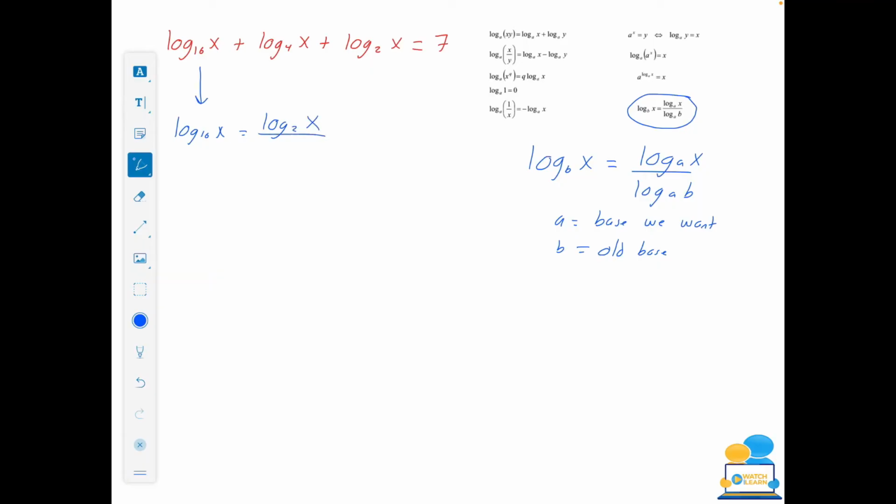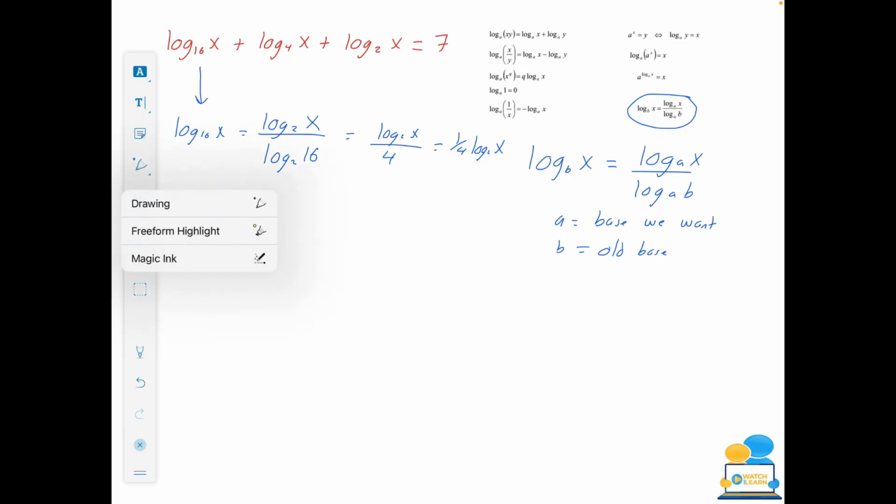So we'll change this to log a from our formula. a is the base we want, so that's log to base 2 of x all over log to the base we want over with our old base. So we've log to base 2 of x over log to base 2 of 16. Now this is just a number, so we're going to put that into our calculator. Log to base 2 of 16 will give me 4. Another way of writing this will be a quarter log to base 2 of x. So this here is important. Let's highlight that for a second. We're going to be coming back to that.